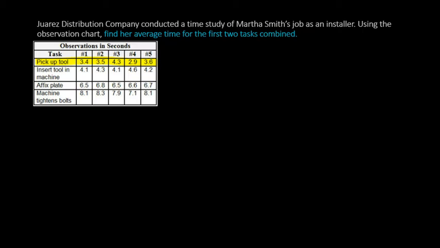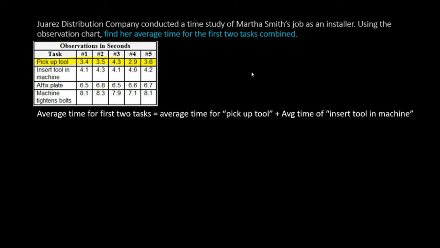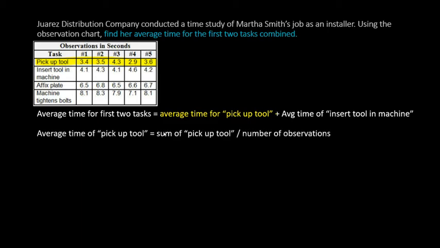Before we do that, though, we'll need to find the average time for each individual one. So our game plan is to find the average time it took her to pick up the tool, which is task 1. Then we'll find the average time it took her to insert the tool into the machine, which is task number 2. Then we'll add those times together, and that'll give us the average time it took for both tasks together. Now, this isn't the only way you could set this up. I think this is just a little bit easier to visualize, and that's why I'm choosing to do it this way.